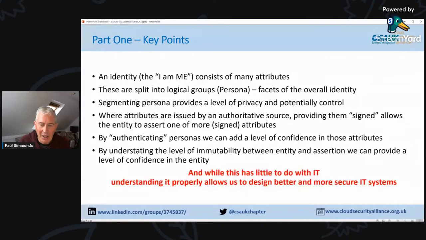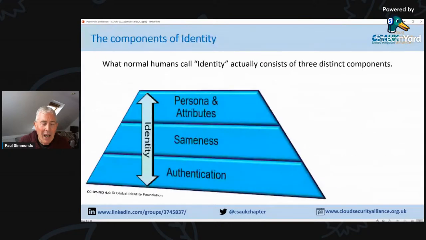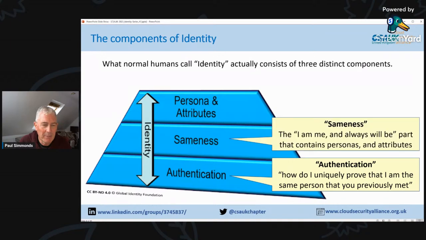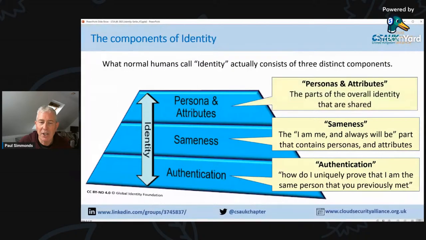So, yes, this has little to do with IT, but actually, if we start to understand identity properly, it allows us to design better and more secure IT systems. And this is what I showed you last time. What normal humans call identity actually consists of three distinct components. It's the authentication component. It's the sameness component. In other words, if you authenticate, it means that I am the same entity that when you first met me, am today, will be tomorrow. And on top of sameness, we tack personas and attributes.